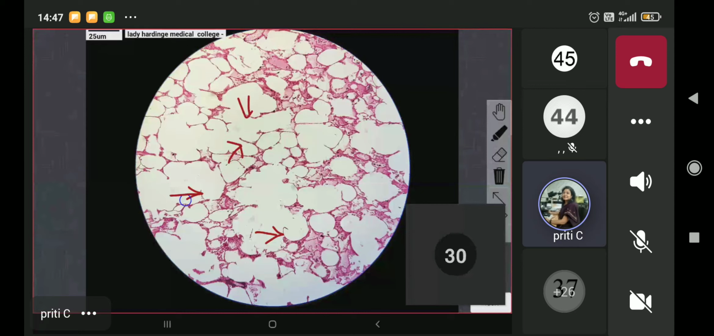Can you see? Yes, ma'am. Broken spurs or tags of alveolar septae. Okay? So now that I'm marking, these are dilated or distended air spaces which have assumed a rounded outline. Can you see? More than one alveolar space have joined basically because in between the septae have been destroyed.